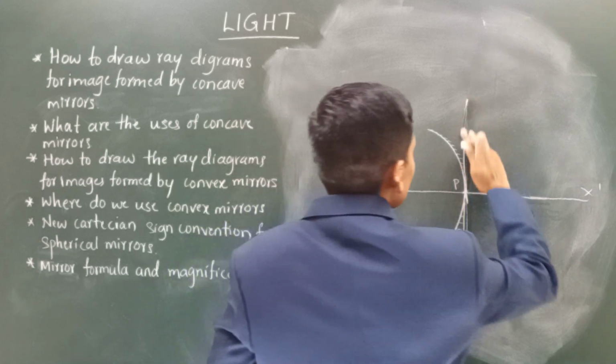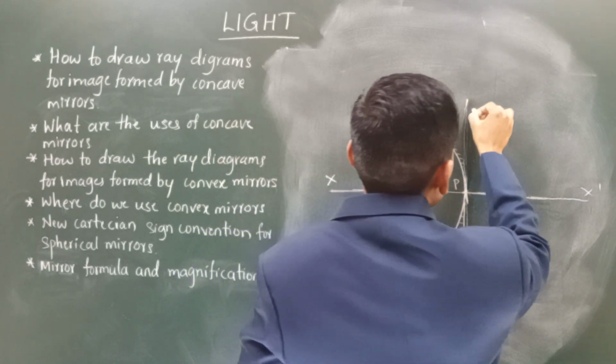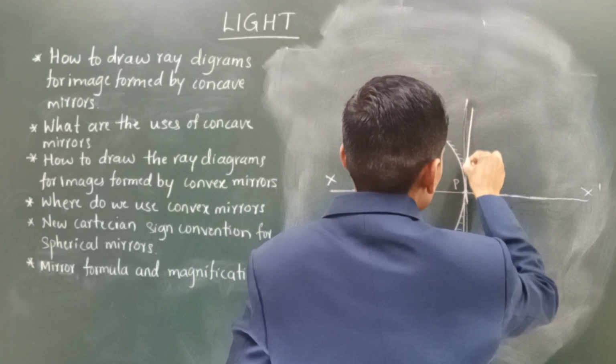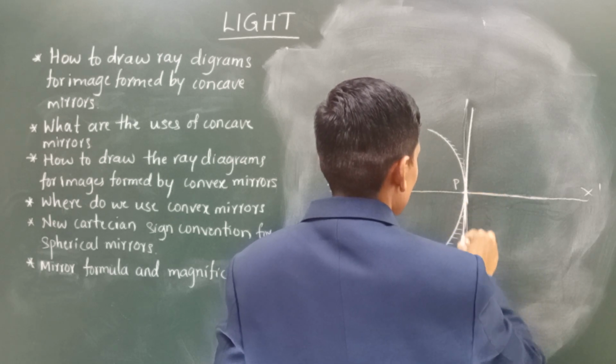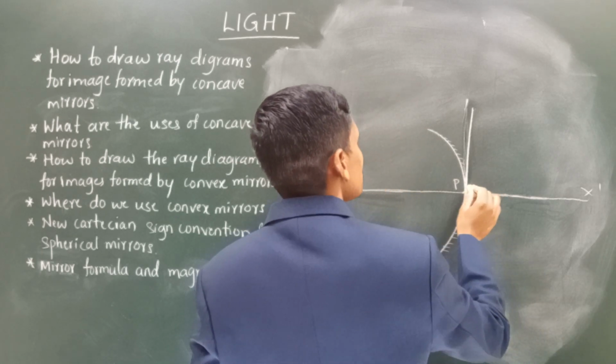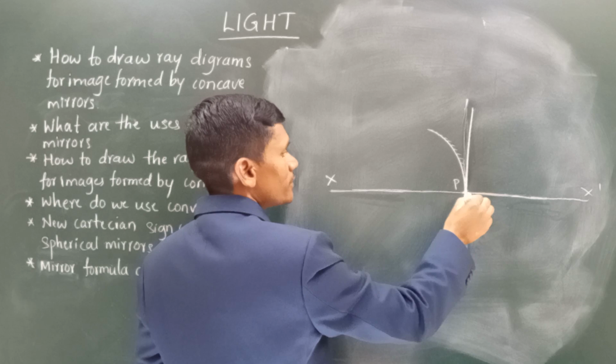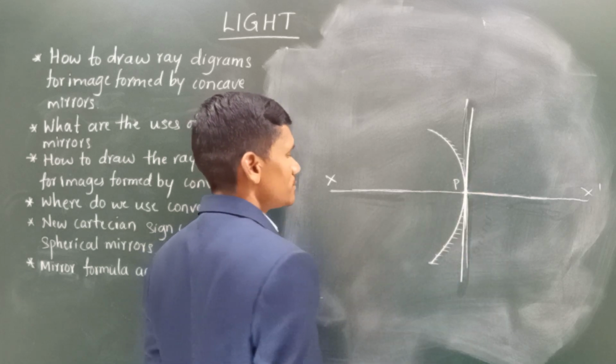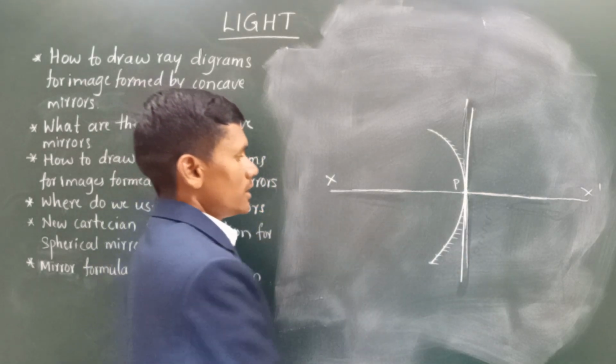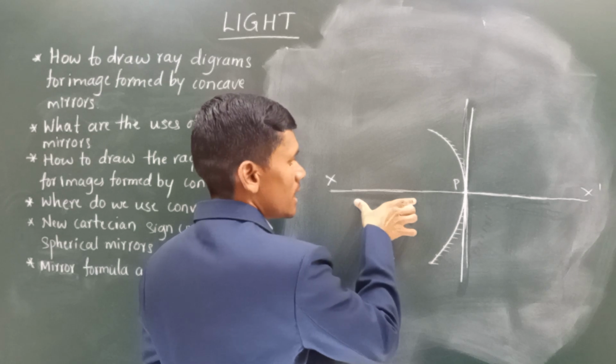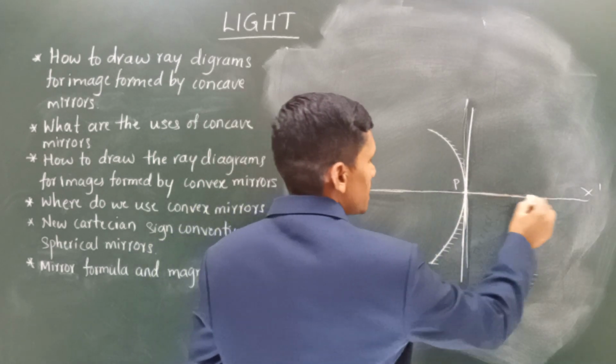Okay, it's not coming straight. Okay, this is the origin. P, the pole of the mirror, is considered as the origin. Now this principal axis is considered as the x-axis.